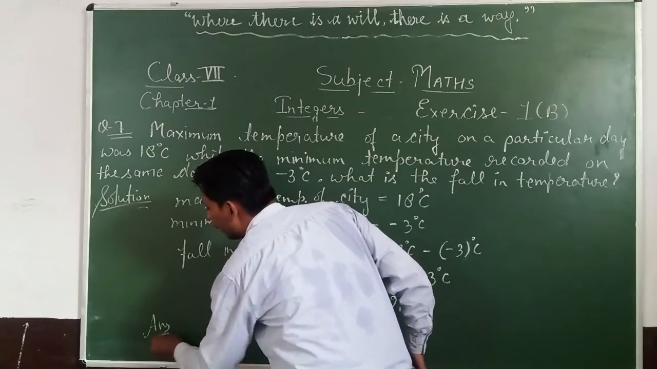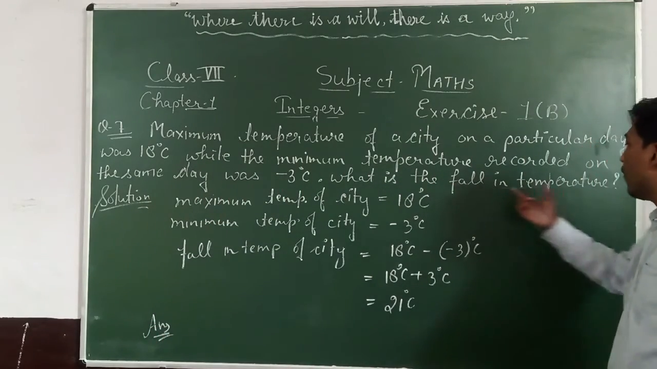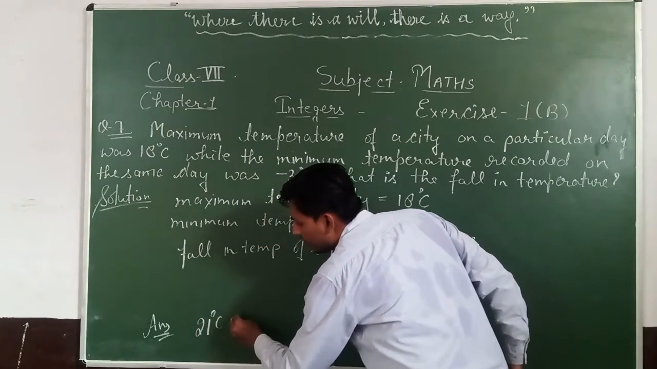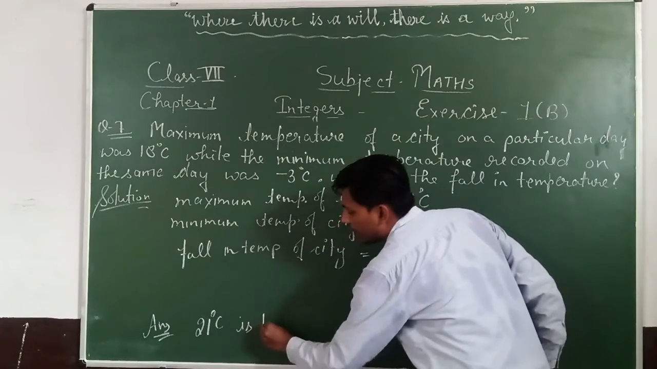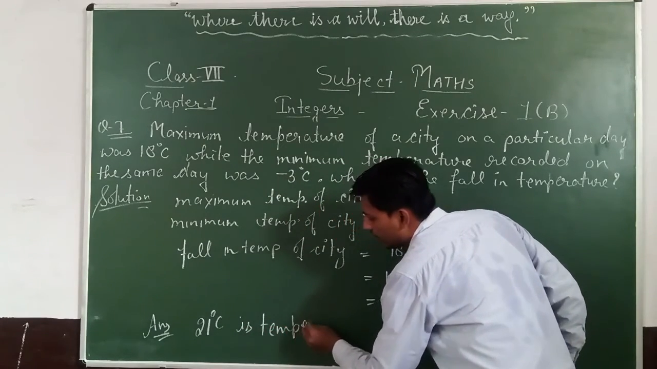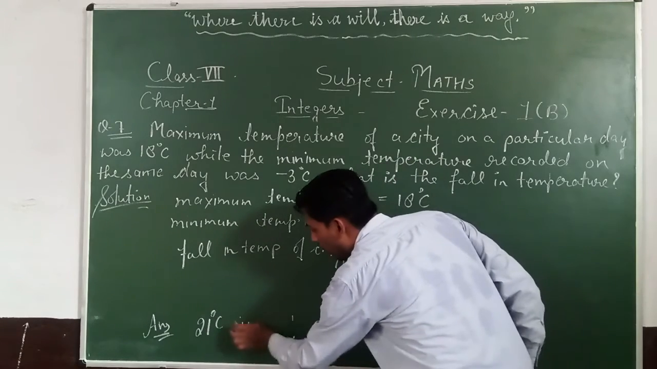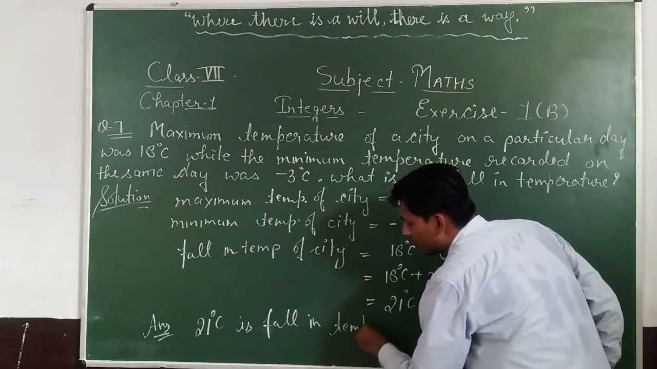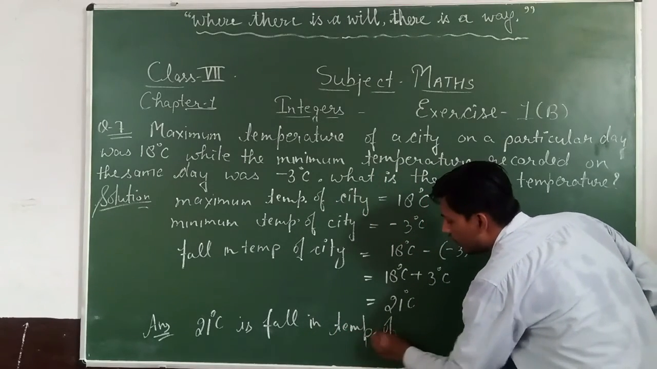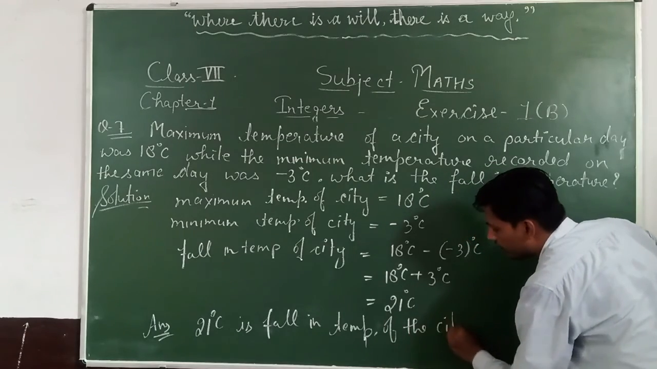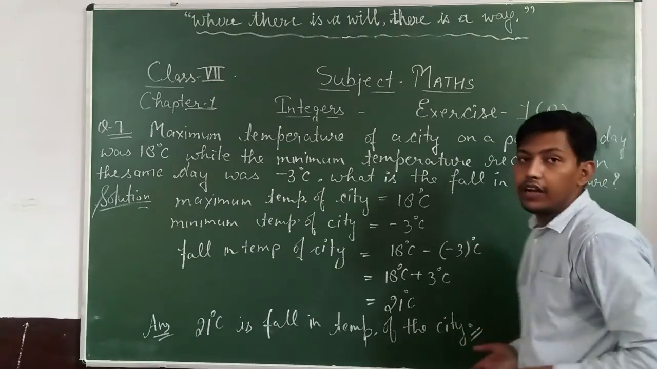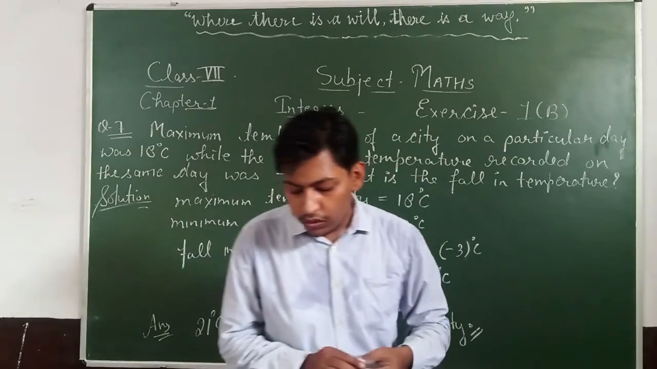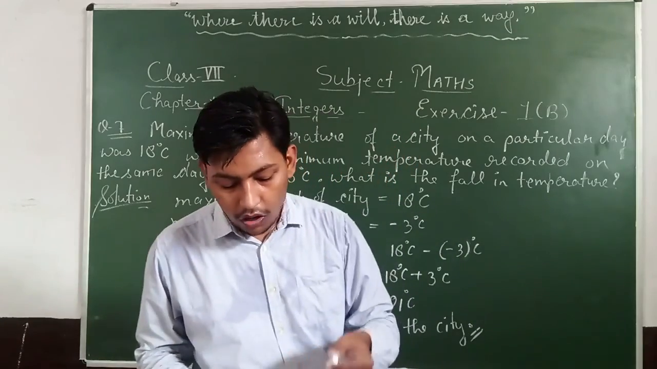Now, the answer: what is the fall in temperature? 21 degrees Celsius is the fall in temperature of the city. Here we finished the solutions of exercise 1B. Do the remaining sums of your exercise in your algebra copy.